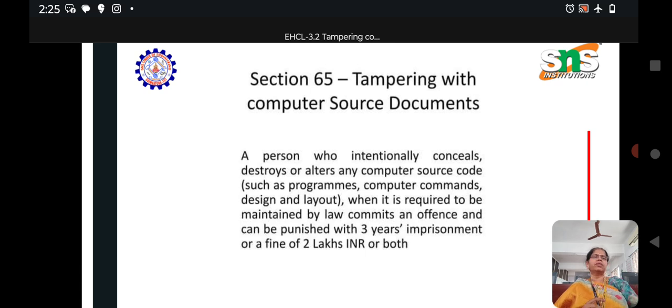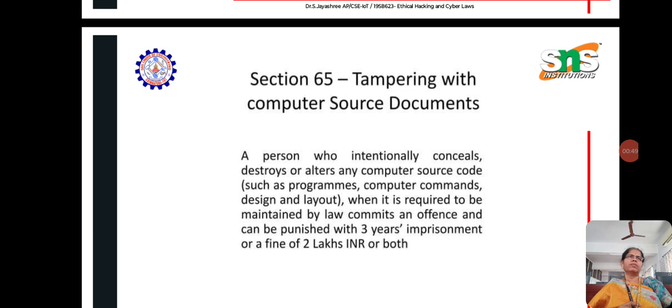According to section 65, tampering with computer source documents. What are the documents that come under this section? A person who intentionally conceals, destroys, or alters any computer source code. What is computer source code? It includes programs, computer commands, design, and layout. If a person destroys or damages computer commands, programs, design, or layout, the computer source code of these documents, then it comes under section 65.